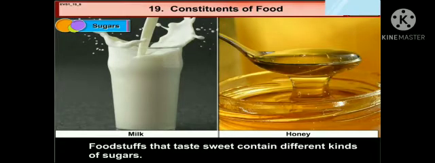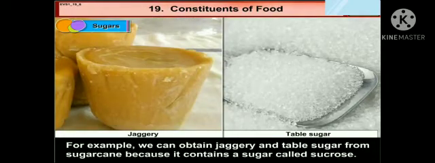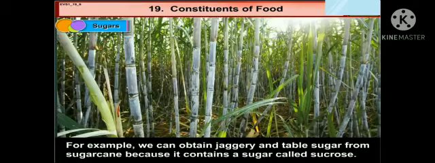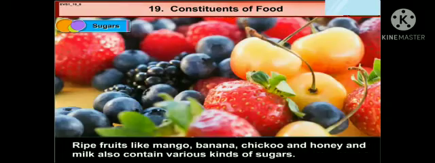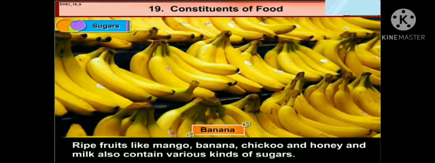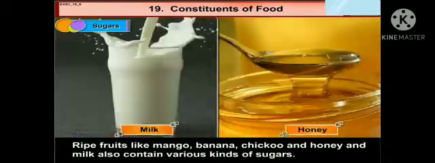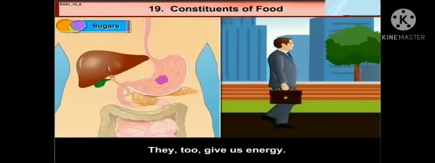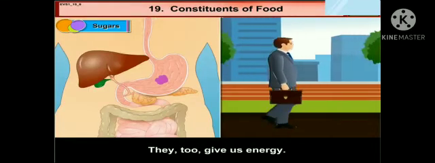Foodstuffs that taste sweet contain different kinds of sugars. For example, we can obtain jaggery and table sugar from sugarcane because it contains a sugar called sucrose. Ripe fruits like mango, banana, chiku, and honey and milk also contain various kinds of sugars. They too give us energy.